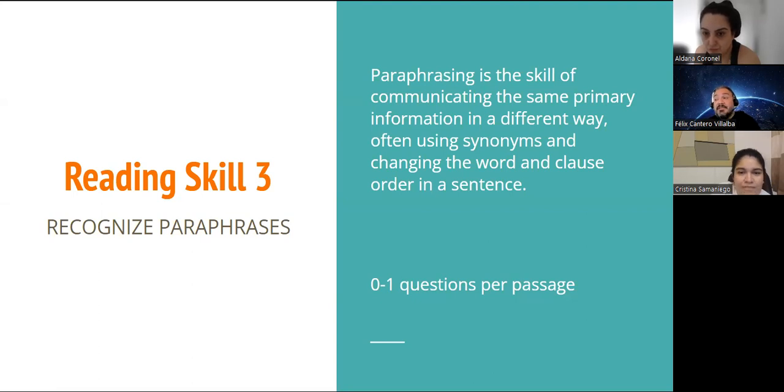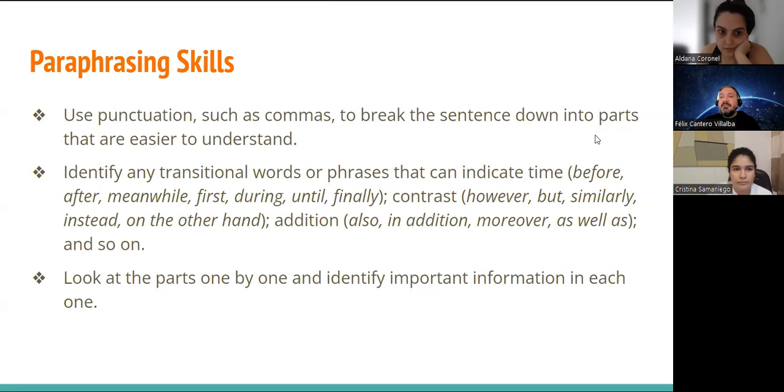Exactly. So this appears only once, maybe, per passage. It depends a lot on the passage. But again, it's a very important skill to have, particularly in the academic world. We all had to paraphrase for our thesis, for our term papers, and so on. So it's important to learn to do it in English as well. So the paraphrasing skills, let's hear you, Cristina, for the first one.